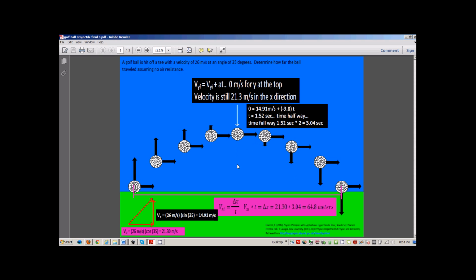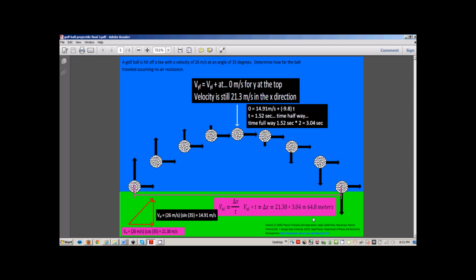And what I also wanted to illustrate too is you can see how these are symmetrical, just reversed. So this side is symmetrical to this side. And so it takes the same amount of time to get to the top as it takes to go the full length. And so we multiply 1.52 seconds times 2. So the time for the full travel is 3.04. And we'll just illustrate the math here, multiplying the velocity times the time. And so the total distance traveled, at least when it hits the ground, is 64.8 meters.